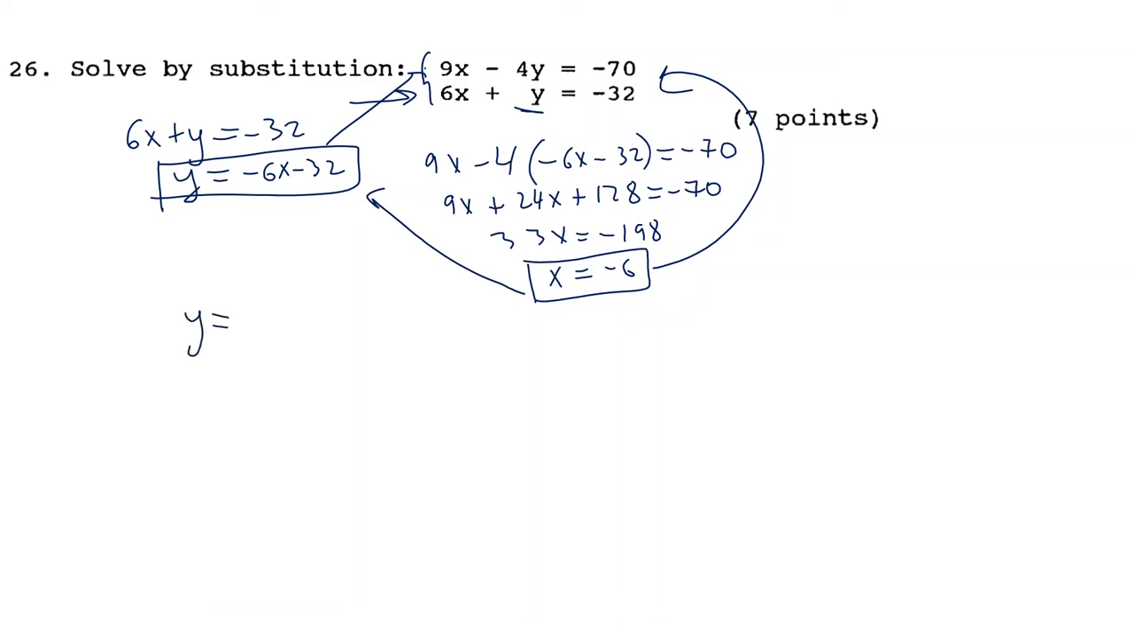y equals negative 6 times negative 6 minus 32. That's equal to 36 minus 32, which equals 4. So my pair of answers is negative 6 comma 4. That's my final answer. Right? No multiple choices, so I'll just write it out like that.